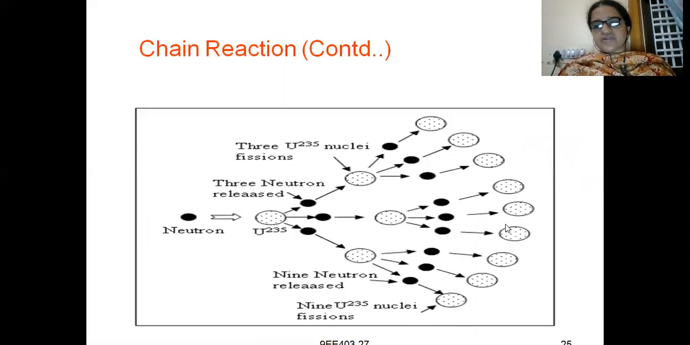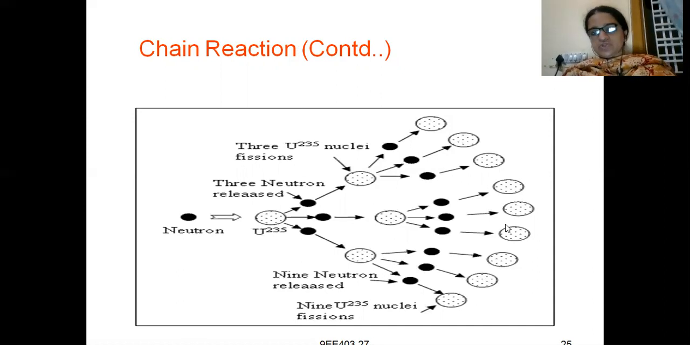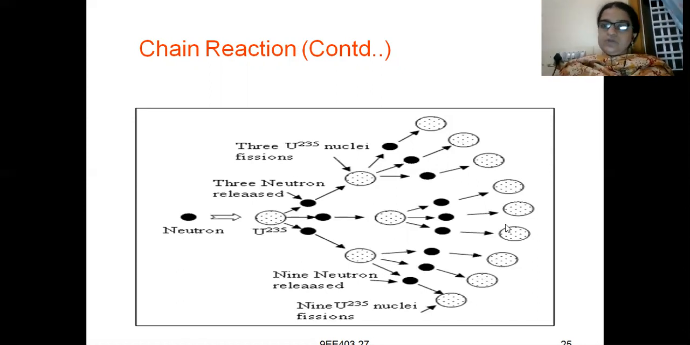Next, chain reaction continued. Yesterday I explained this also in my last topic. You can observe one uranium atom turning into three. The black colored small circle is your neutron. One neutron is turning into three, three neutrons are turning into nine, and nine neutrons will turn into 27. In this manner, the chain reaction goes on and gets continued.